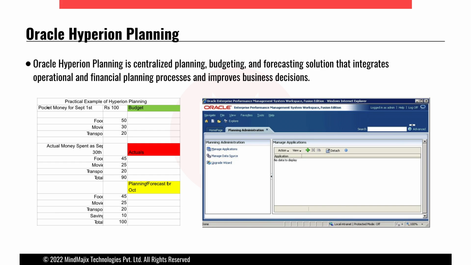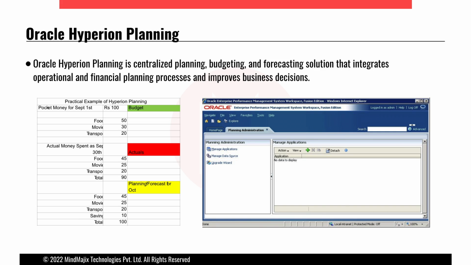Similarly on movie, suppose you thought 30, but there was some discount and you just got it for 25. Similarly for transport, the budget was 20. The planning was 20, and you have spent also 20. So that is also good. When you total up this amount, it comes up to 90 rupees, right? So basically your budget was 100 rupees. You planned for 100 rupees, but the actual amount spent was 90 rupees. So what do you do with this 10 rupees now?